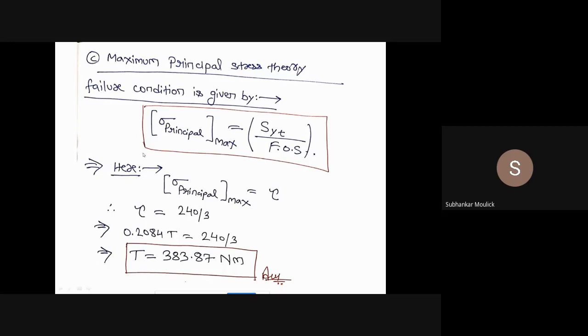And if you take the factor of safety into account, you have to divide this SYT and SUT by the factor of safety. Since in this problem sigma maximum is nothing but tau maximum, and that tau we have already calculated, that is 0.2084 times T, which is equal to SYT by factor of safety. SYT given is 240, divided by factor of safety 3. If you solve this expression, you will get the value of torque T to be 383.87 Newton meter. That means if you want to design your tube by maximum principal stress theory of failure, then the maximum permissible torque in the tube should not exceed 383.87 Newton meter. Any doubt?